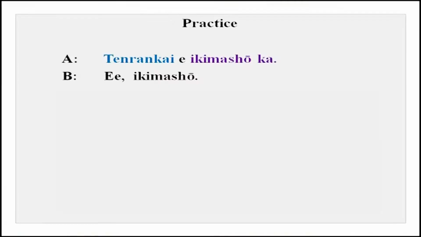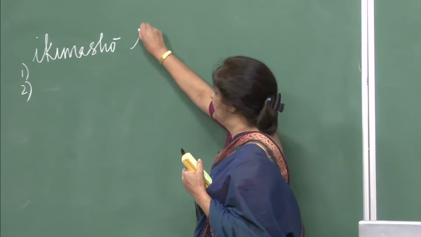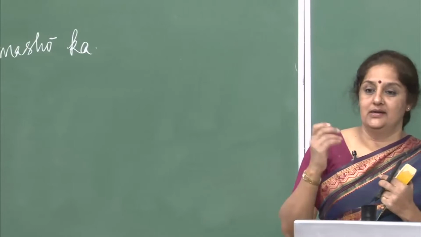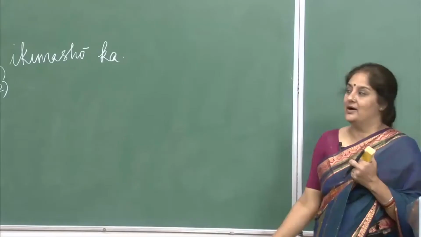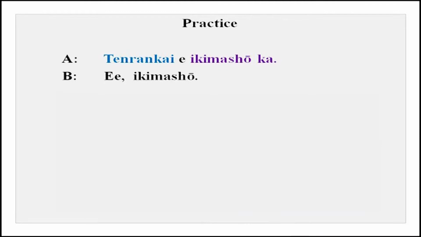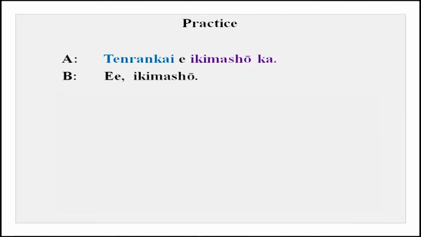Tenrankai e ikimashou ka. So, if you just put a ka over here, question word ka, it means shall we go. Now, you want the opinion of your partner. You are asking your partner and not deciding for your partner. So, it is shall we go instead of let's go. Tenrankai e ikimashou ka. E ikimashou is exactly hai actually, and ikimashou, yes, let's go. And tenrankai is an exhibition as we did last time.